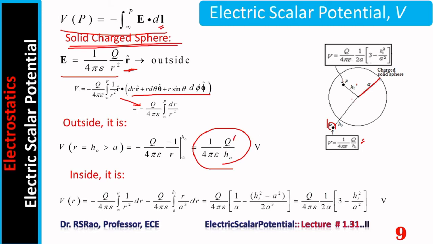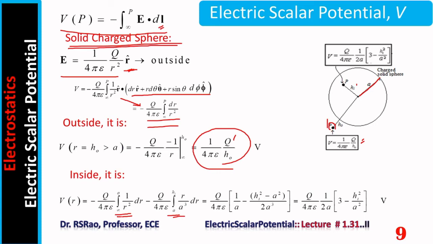When the field point is inside, again we divide the integral into two: infinity to a is one integral, and a to hi is the other. Why? The reason is that the field expressions are different. When the field point is outside, we have one field expression. When the field point is inside, we have another expression. So to facilitate integration, we divide the total integral into two parts.